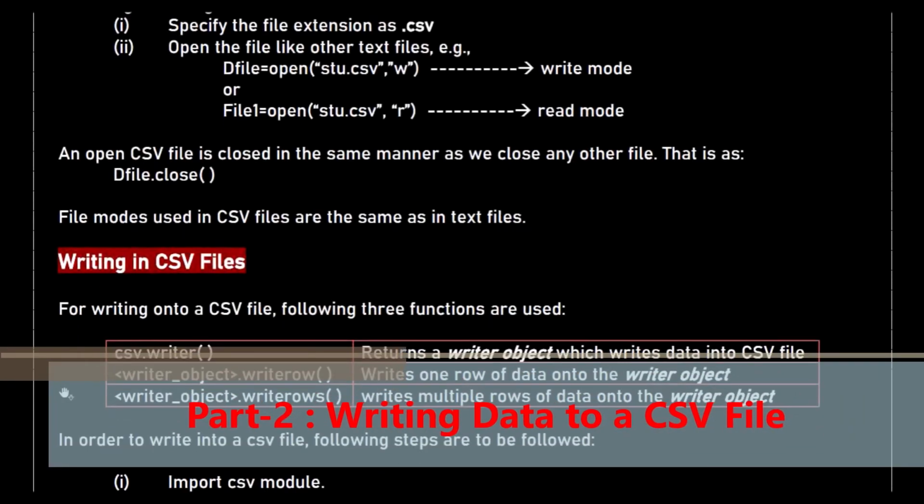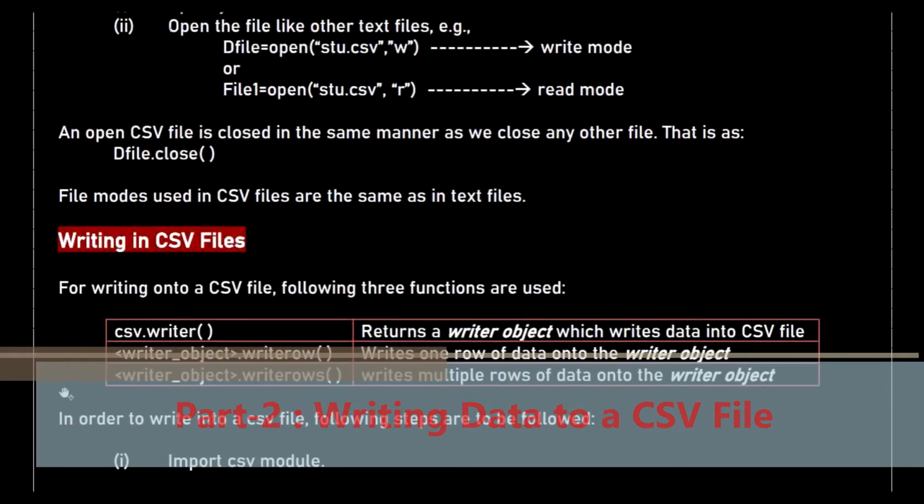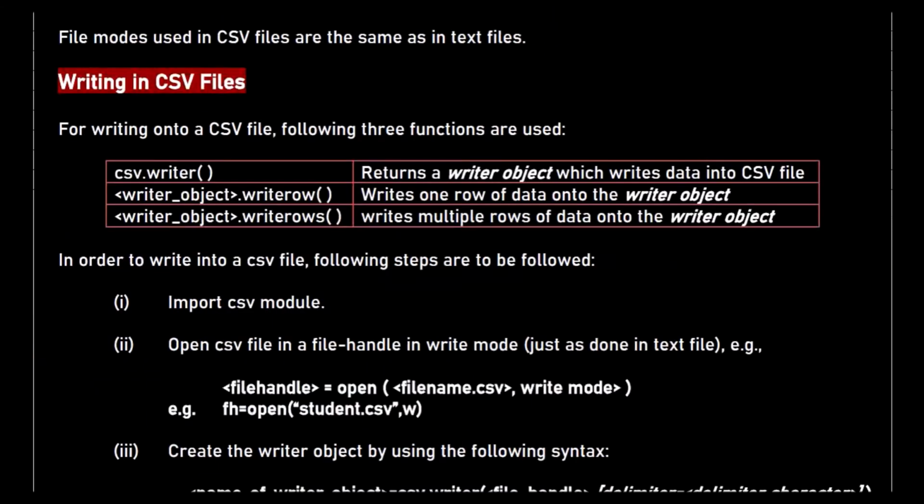Now coming on to the writing part, that is, how to write data in CSV files. The first function is csv.writer, and this function returns a writer object which writes data into the CSV file. The second function is writer object dot writerow. It writes one row of data at a time onto the writer object, and if we have to write multiple rows of data, then we use the writer object dot writerows function.